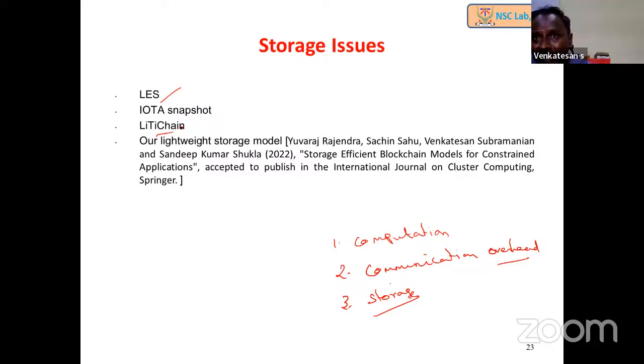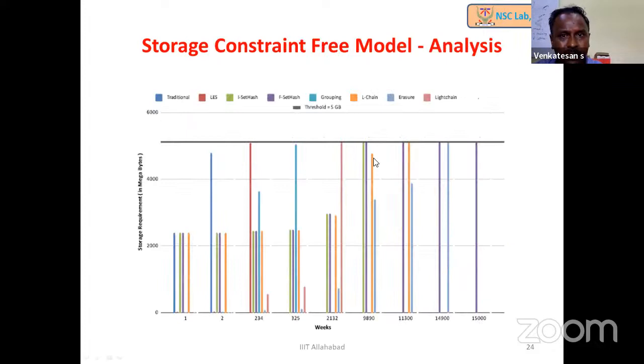So we consider we will keep only the linear chain, but in the linear chain, we divide it into certain parts, that is, we are grouping or partitioning the blocks, and we delete the partition, but we maintain the hash of it. So that's what we do. You may see more details in this paper. So this analysis we have done.